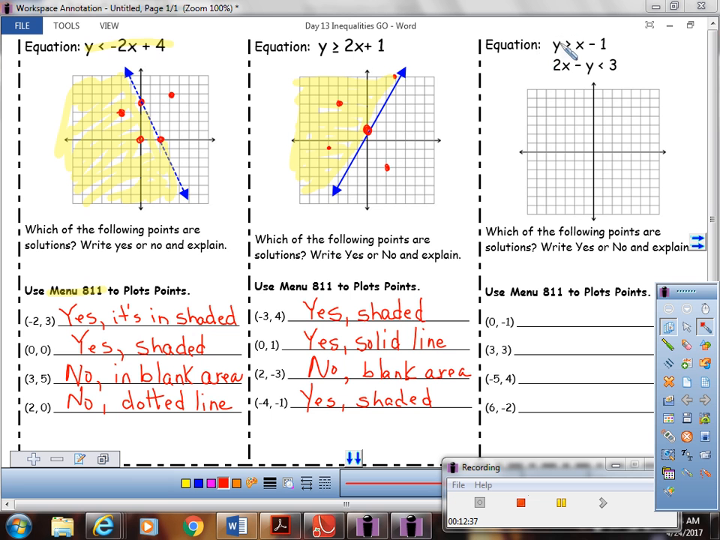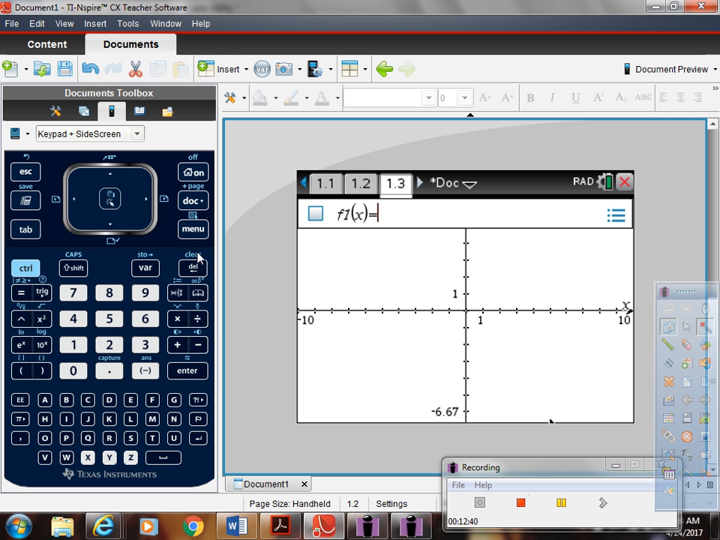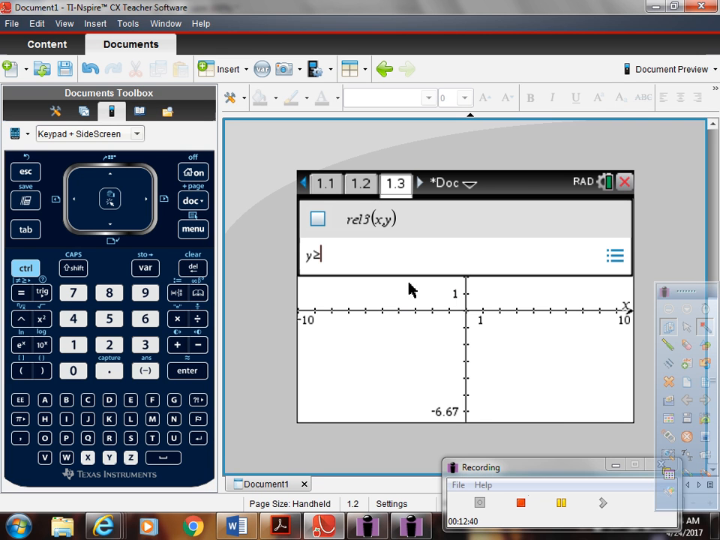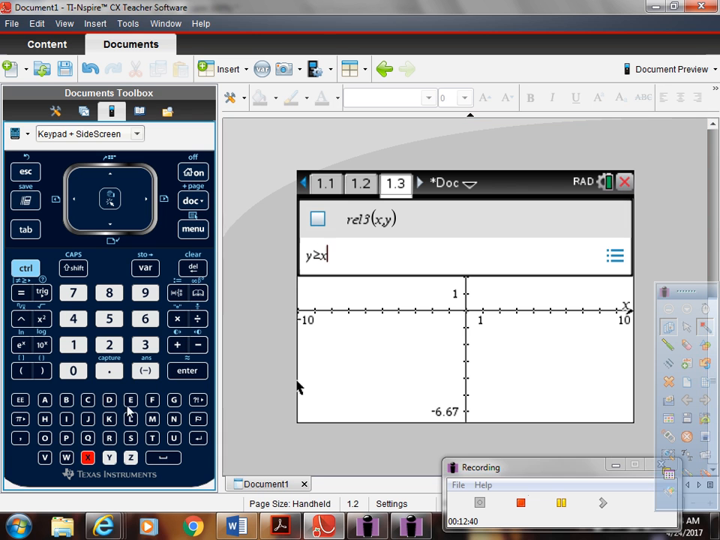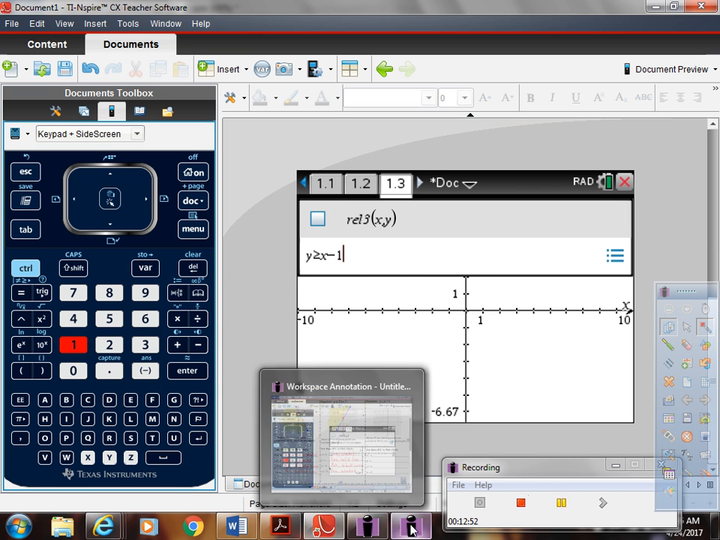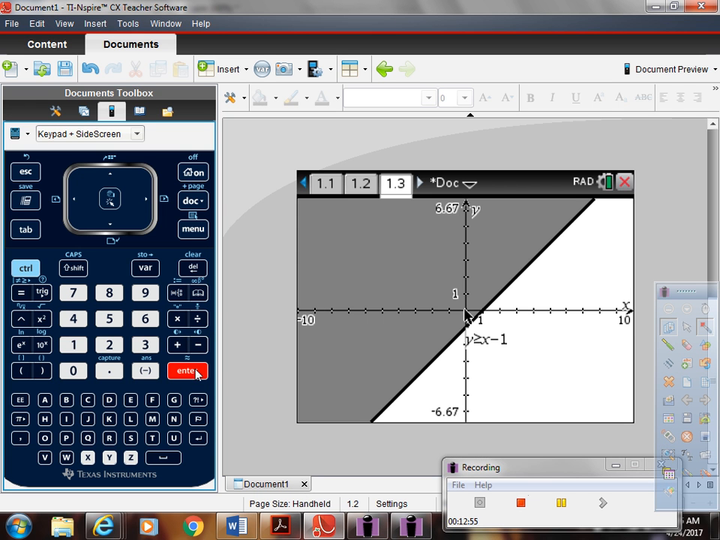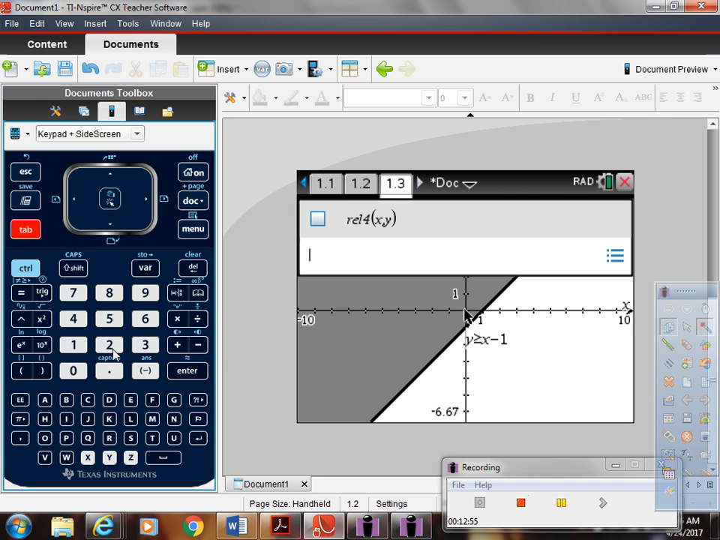So let's see. Let's grab this one right here. Y is greater than or equal to x minus 1. So remember, hit delete. So y is greater than or equal to x minus 1. Make sure that I entered that right. Yep. So hit enter, and then hit tab. Hit the tab and enter the second one on the same screen.